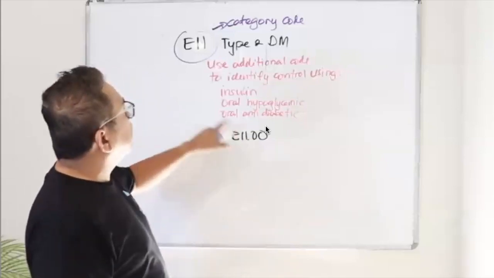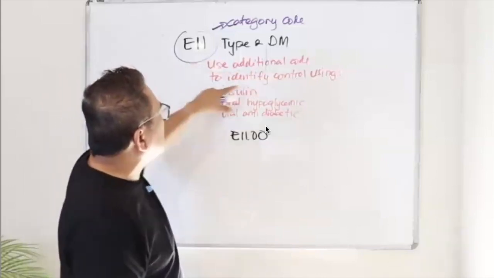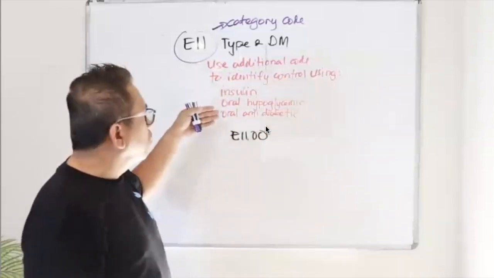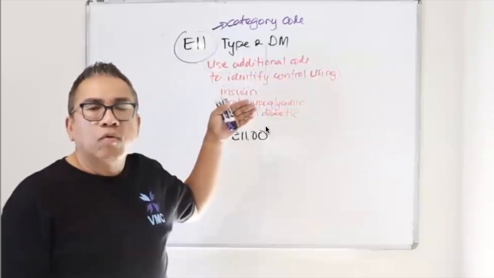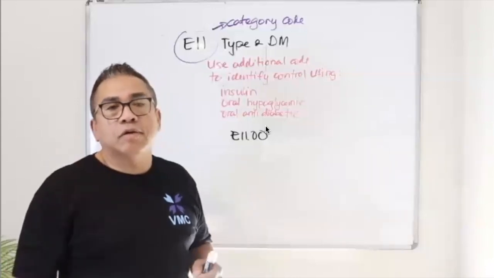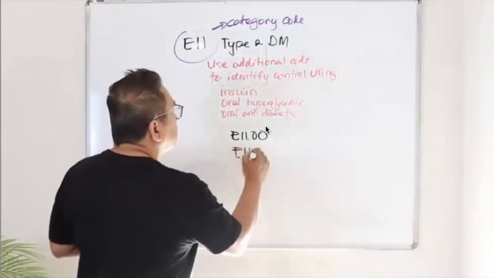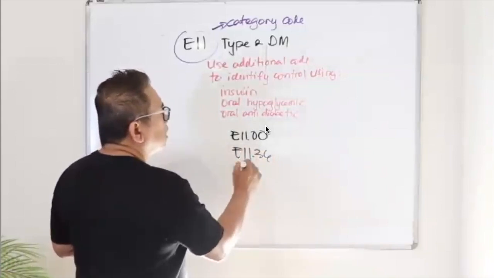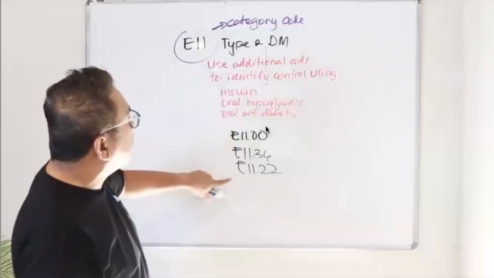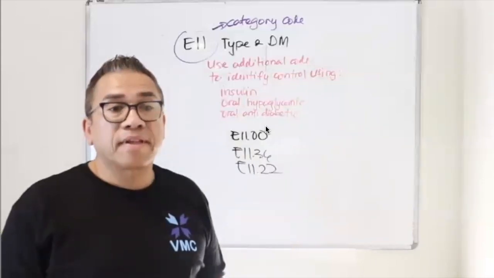You assign this, but you are also to assign, using the instruction here that says use additional code to identify control, whether a patient is on insulin or metformin or Januvia or Jardiance, whatever diabetic medication the patient is on, you have to assign an additional code for that. Meaning that for all the codes here, if you assign other diabetic codes, E11.36, I think this is a cataract code, E11.22, this is your diabetic CKD, every time you assign a code like this, guys, you are also to assign the drug code if a patient is taking them. Does that make sense?